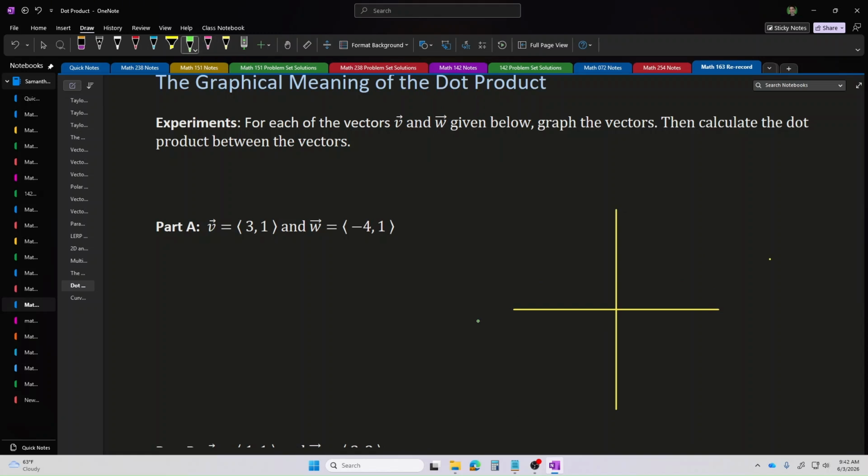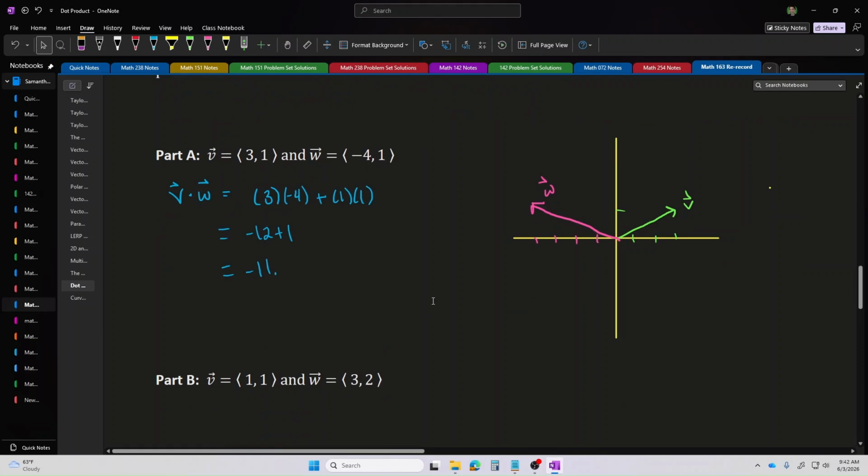If I sketch in the vector v, it is pointing into the first quadrant, and the vector w is pointing into the second quadrant. Now let's calculate the dot product between these vectors. V dotted with w is equal to 3 times negative 4 plus 1 times positive 1. So that's negative 12 plus 1, which is negative 11. So our dot product has produced a negative value in this situation.